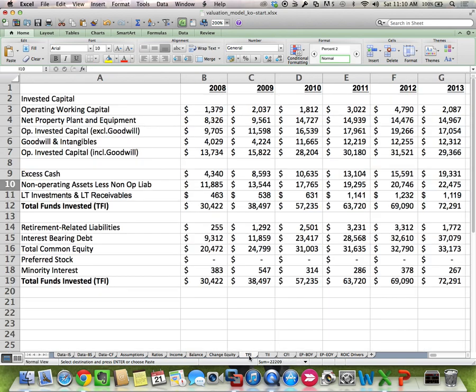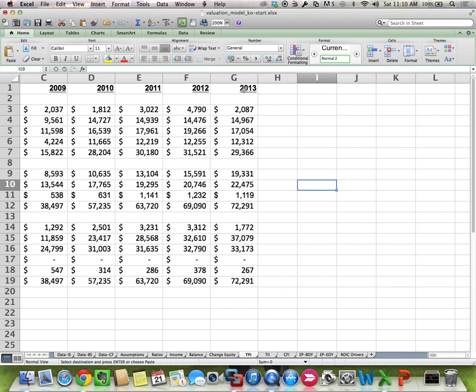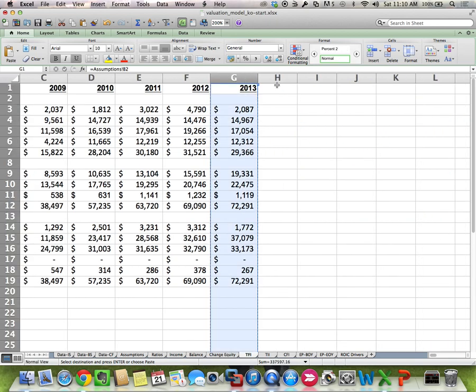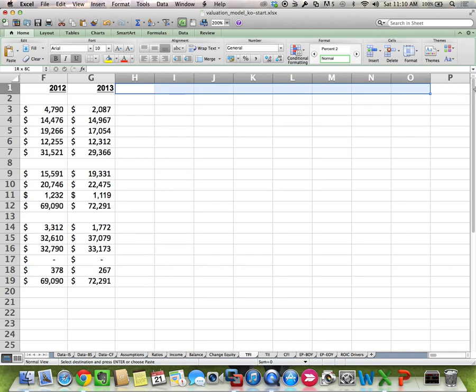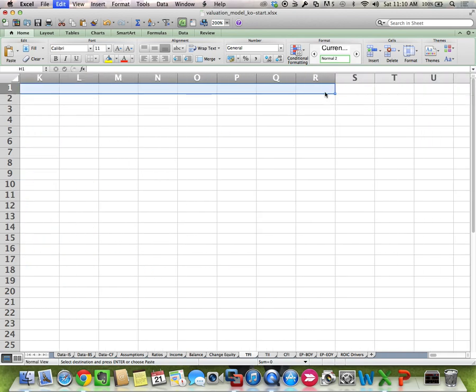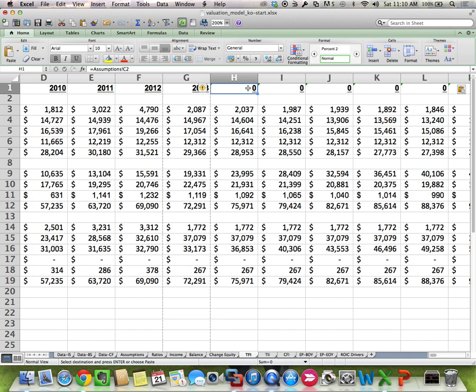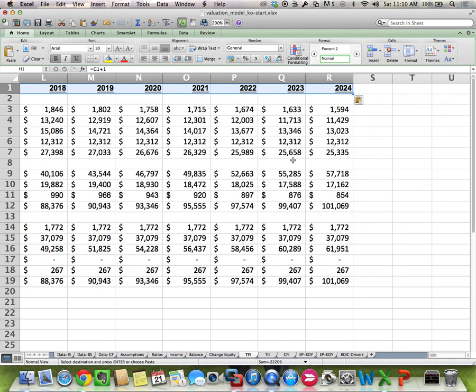I then go to TFI, do the same thing. I take the 2013 TFI, I copy and paste it out to column R. Years equals previous year plus 1. I now have forecasted TFI going through 2024, that balances.